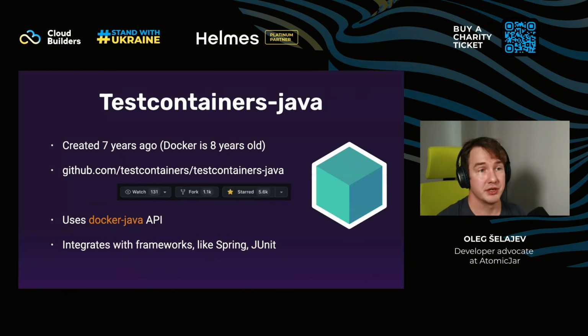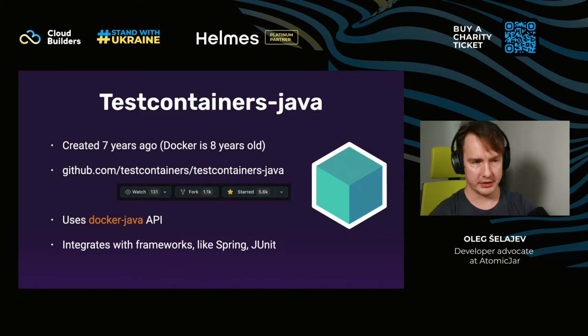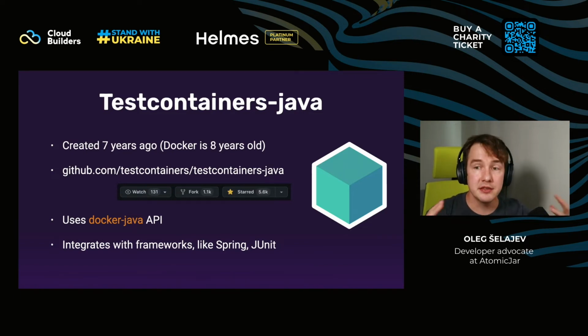Testcontainers Java was created seven years ago, which is a lot of time, given that Docker was created just a year earlier. It's an open source project available on GitHub. There are plenty of contributors, I think we are currently at more than 300, which is quite a lot. What Testcontainers Java does is integrate with Docker using the API, and on the other hand, it integrates with your application frameworks and your testing libraries like JUnit or Spock.